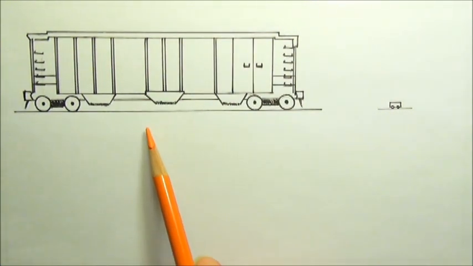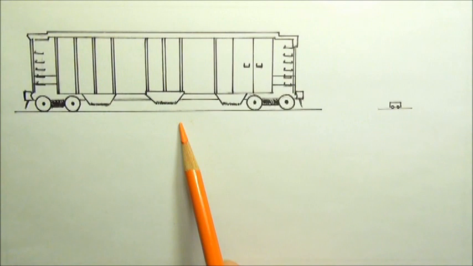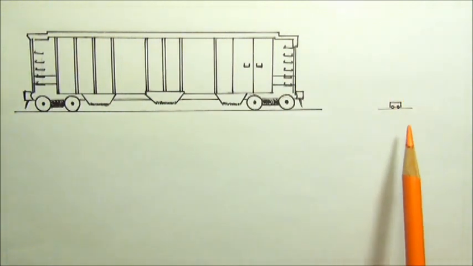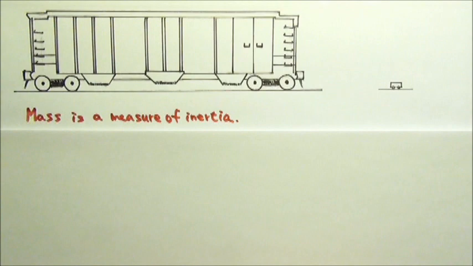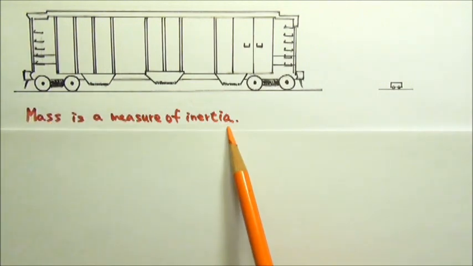It is hard to change the motion of a heavy train car because it has a large mass, which means high inertia. It's much easier to change the motion of a small toy train car because it has a small mass and a low inertia. So the closest thing to inertia is mass. Mass is a measure of inertia.